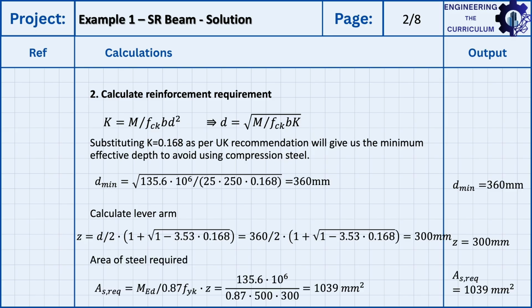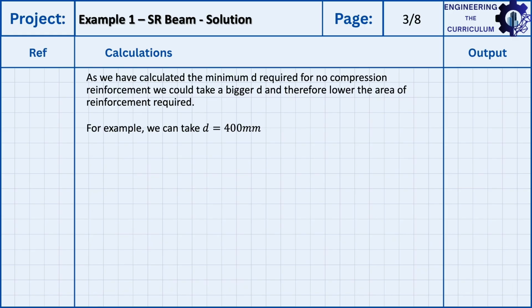If I know that, I can find the area of steel required, and AS required is going to be MED, that design moment that I found, divided by 0.87 FYK, that is the strength of steel, multiplied by the safety factor for steel, and times Z, which I just found as 300 millimeters. And if I do that, I find out that the required area of tension steel is 1039 millimeters square.